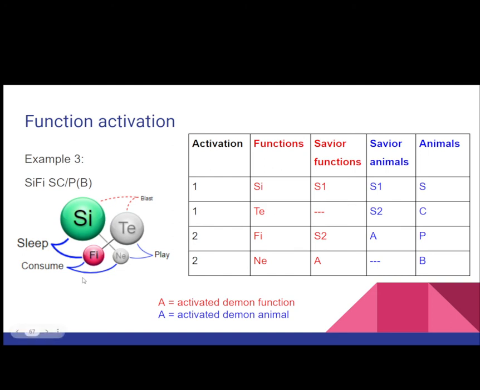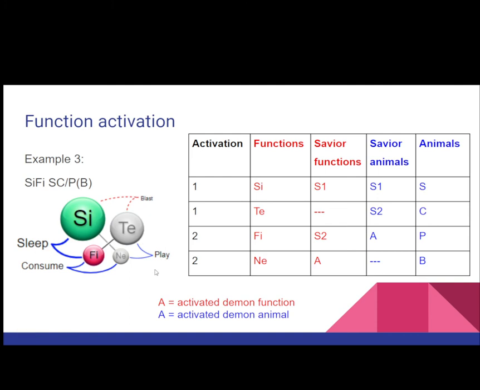Fi is being activated twice, in sleep and consume. Ne is being activated twice, in play and also in consume. The activated demon function here would be Ne, which is coming from the consume animal, a savior animal for this type. And the activated demon animal here would be play.